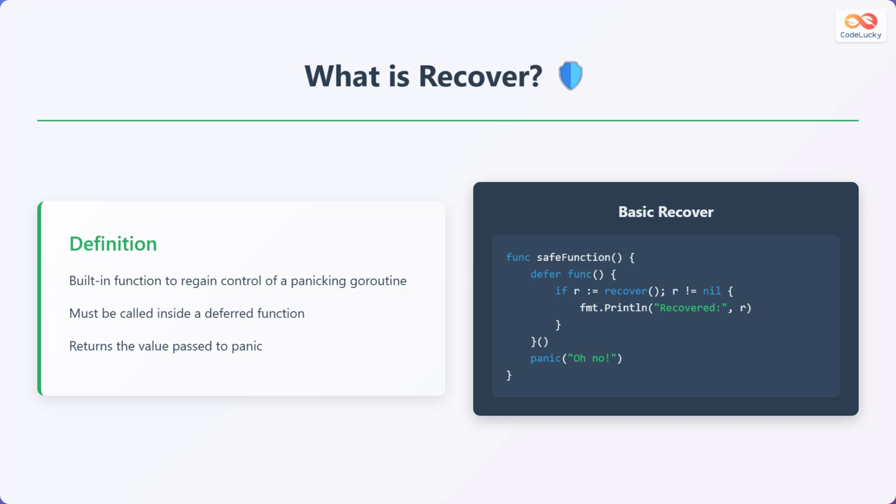Here's an example. We define a function called safe function. Inside safe function, we use the keyword defer to define an anonymous function. Inside this anonymous function, we call the recover function and check if the returned value is not nil. If the returned value is not nil, then we print the recovered value. After the deferred function, we call the panic function with the message, "Oh no."